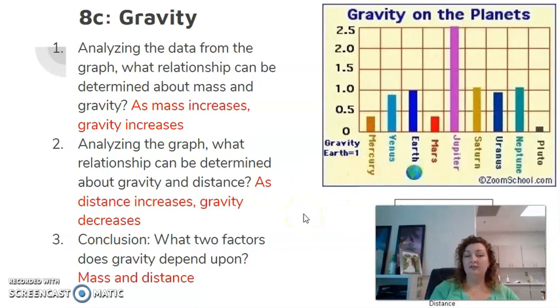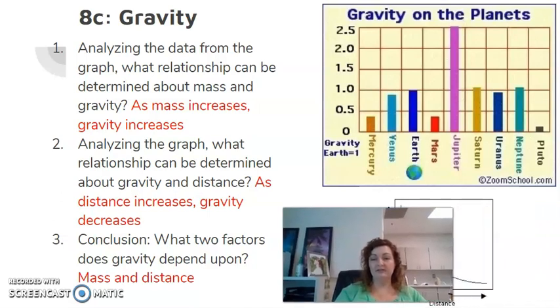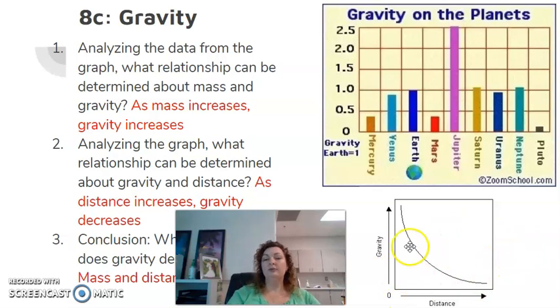So analyzing the graph, what relationship can be determined about gravity and distance? As distance increases, gravity decreases, and that's this graph right here that I was kind of hiding. Gravity is our y and distance is our x, and you can see that they have an inverse relationship, okay? So as we increase distance, we decrease gravity, and vice versa. As we look at two objects, if they get farther and farther apart, we have less gravitational pull. If they get closer and closer together, they have a stronger gravitational attraction to one another, okay?